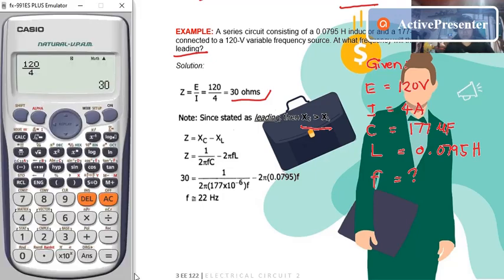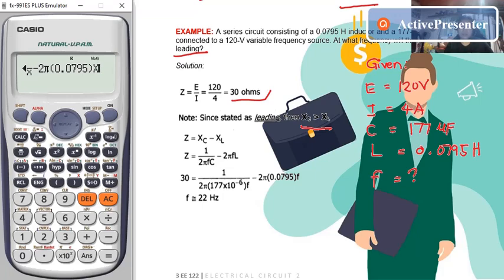Since the process is long, as I said earlier, we can apply the shift solve technique to make it easier. So we have 30 ohms, then Alpha, solve. 1 over 2 pi times 177, our capacitor, negative 6, and our alpha, which is the X or the frequency, minus 2 pi times the inductor, 0.0795, and alpha, our unknown F. So therefore we can now solve for the frequency. It is advisable to use shift solve if you are not confident simplifying, because it is very long and takes little time.